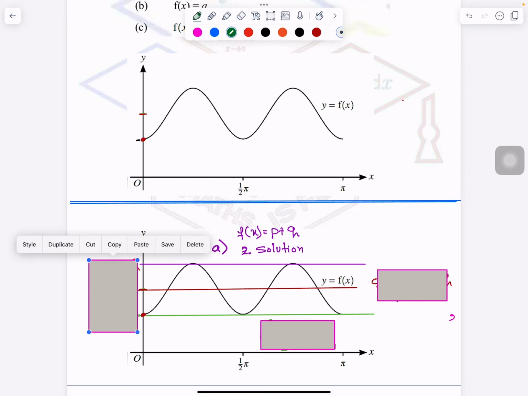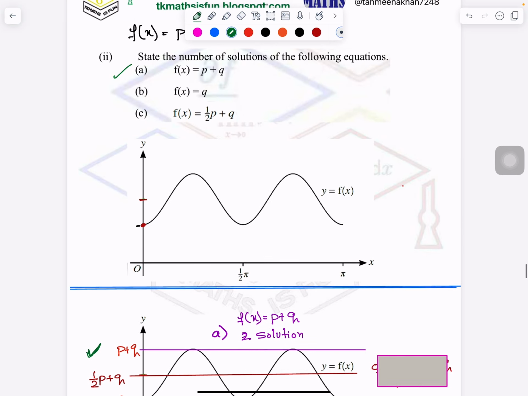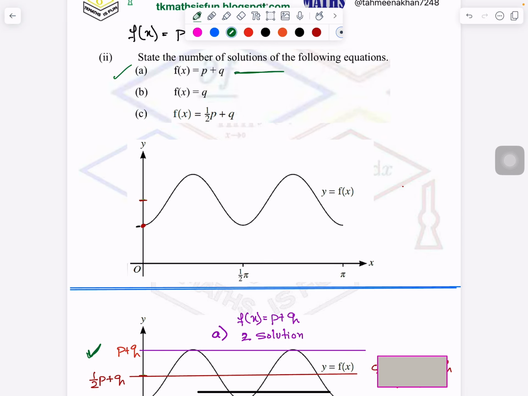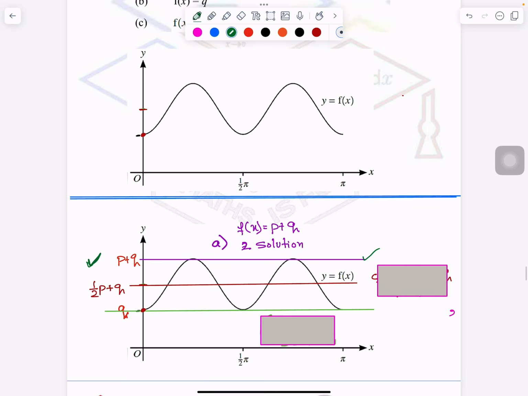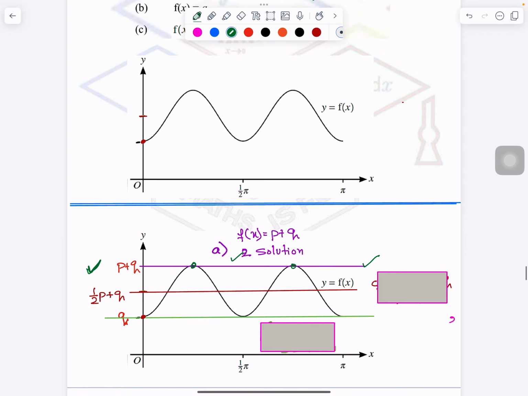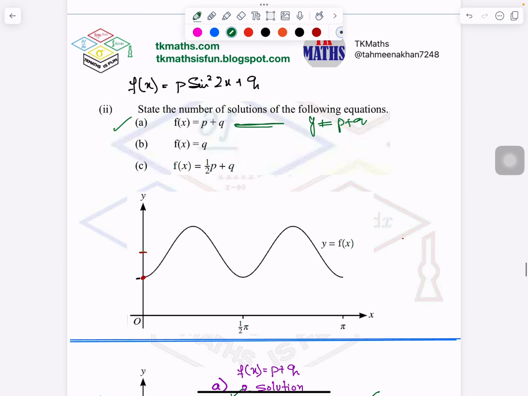So this line is p plus q, the first sketch, right? Which is y equals p plus q. So I'm talking about this purple line. At how many points is it intersecting the curve? Here and here. So you have 2 solutions. The question is not asking what the solution is. It is saying how many solutions. It is saying number of solutions. So for this part, there are 2 solutions.